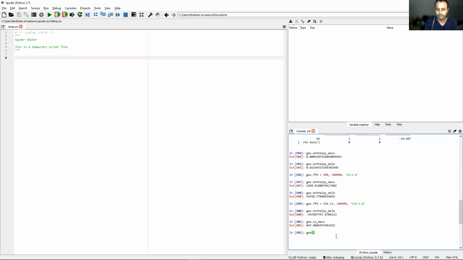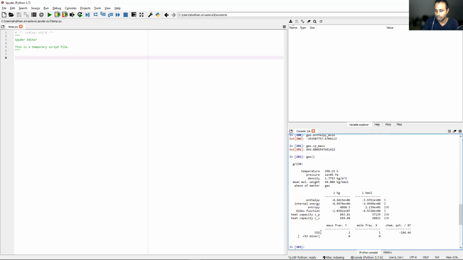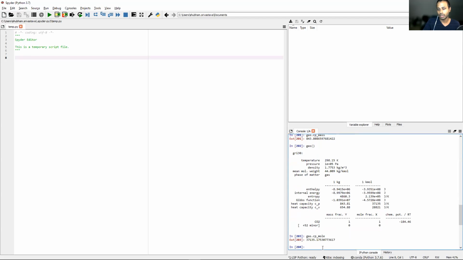So if I look at 100% carbon dioxide, your Cp, this is a Cp, heat capacity, is 843.81 joules per kg, which is what you have here as well. So gas.cp_mass gives you this number. Similarly, if I write cp_mole, see, this will match this number here, because this is joules per kilomole. And so this way you can find Cp for any particular species.